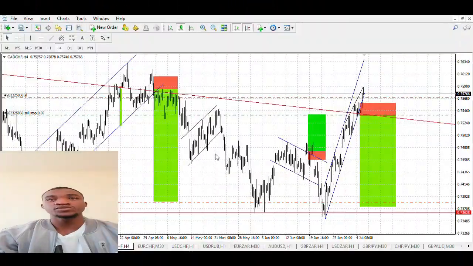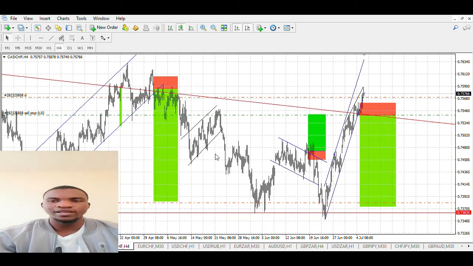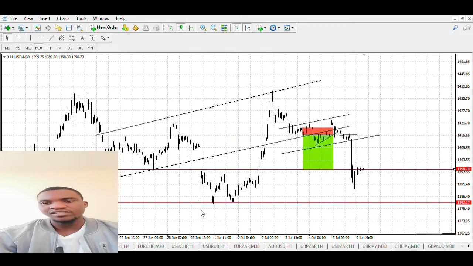So the other pair was Swiss franc. As I showed you with gold, how it moved was actually nice. You had another confirmation over here. So if you were taken out on this first trade, you won't lose hope. You just have to find another entry, then move through.